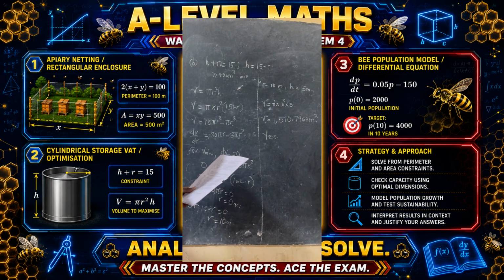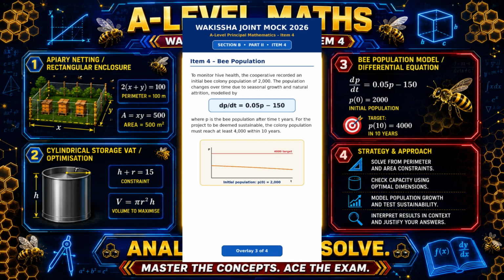Then when you proceed, they went ahead and said that to monitor hive health, the cooperative recorded an initial bee colony population P, the initial one, which is when t is equal to 0, it was 2,000. The population changes over time due to seasonal growth and natural attrition modeled by dP/dt, which is going to be equal to 0.05P minus 150.